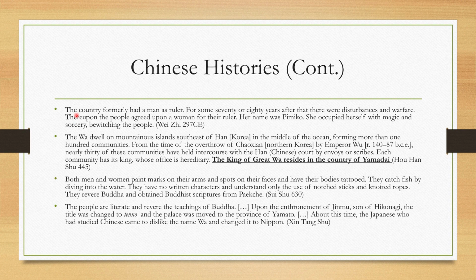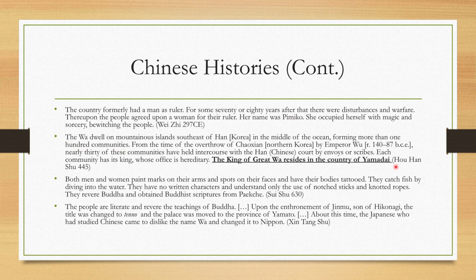So the history of the Wei dynasty reads, "The country formerly had a man as ruler. For some 70 or 80 years after that, there were disturbances and warfare. Thereupon, the people agreed upon a woman for their ruler. Her name was Pimiko." This is Himiko, but sometimes in English, especially in older translations, it's rendered as Pimiko. "She occupied herself with magic and sorcery, bewitching the people." So this indicates she was some kind of quasi-religious figure.